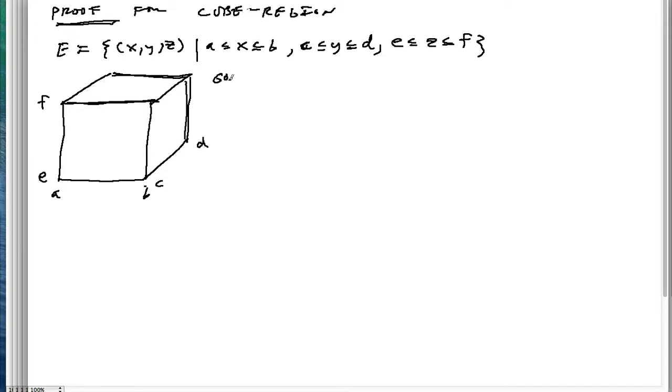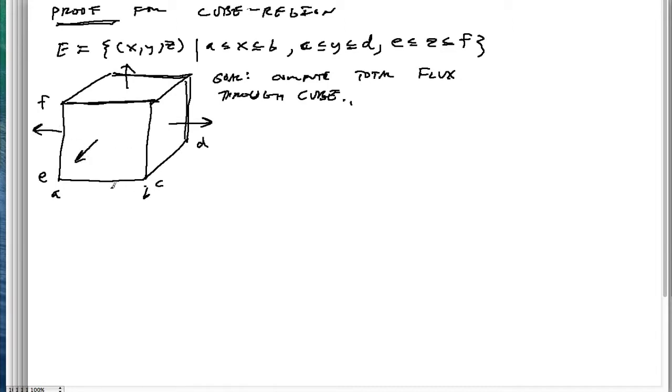So the goal here is to compute the total flux through the cube. Okay, so what we need to do then is actually account for all of our normals on our surface, right? So we have 6 of them. We could write them down as such. So these are all our normals.